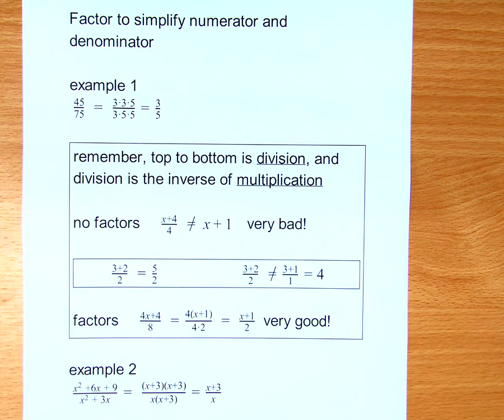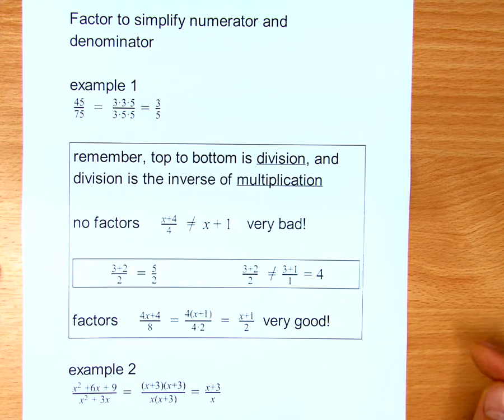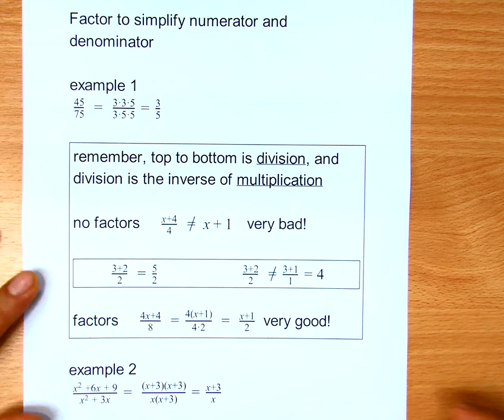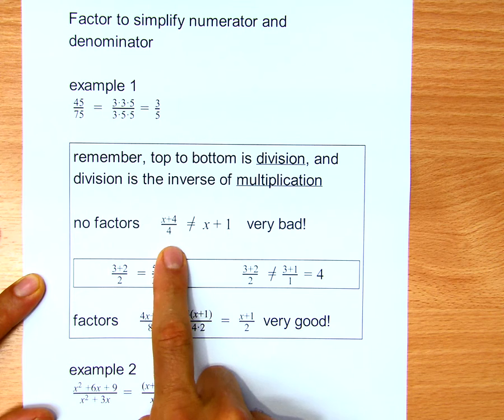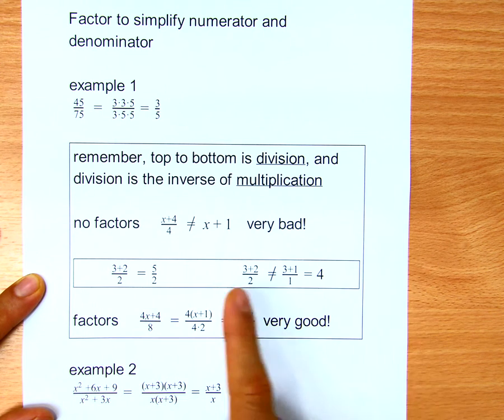5. Now I want you to remember that you need to factor. You need to make a factor. You need to create multiplication to cut top to bottom, to cut with division. Do not do this. This is very bad. I see students do this a lot, and it's just not true.